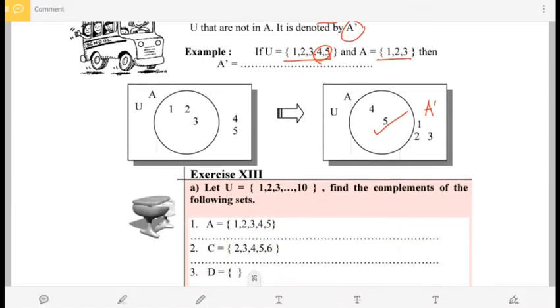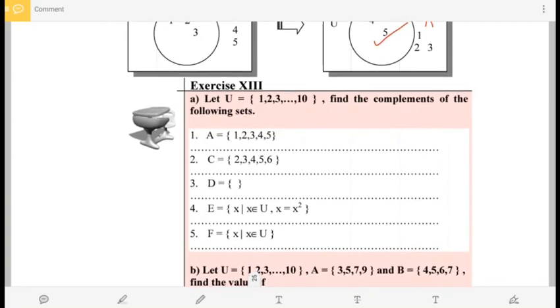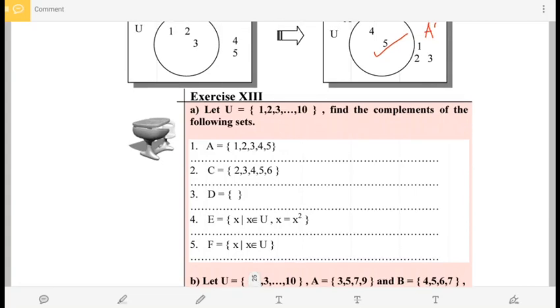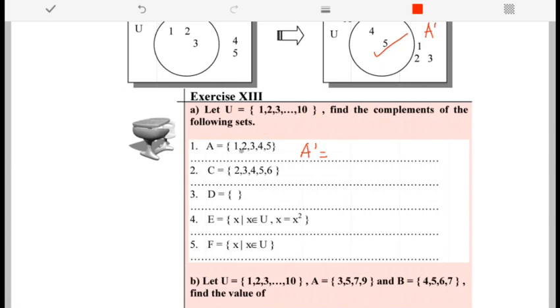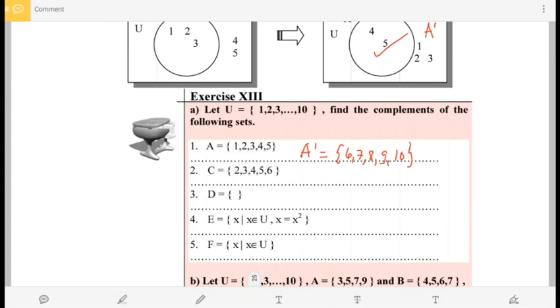Okay, so let's have exercise 13. We're almost finished. For exercise 13, you need to find the complement of the following sets. If the universal set is from 1 to 10, what is your A complement, or not A? Your A is 1, 2, 3, 4, 5. Therefore, your not A will be 6, 7, 8, 9, and 10. That's it. Those are not part of your A in the universal set.